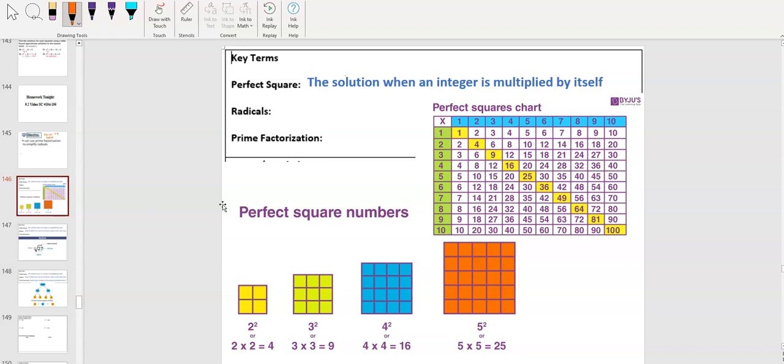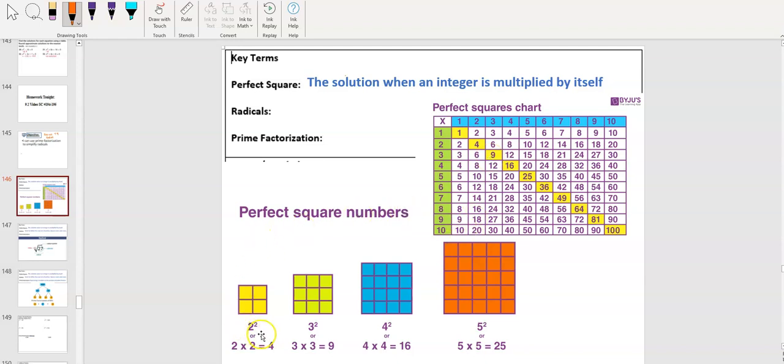A perfect square is a number which is the solution when an integer is multiplied by itself. So here you can see in our chart, all of these are perfect squares down here in a diagonal on our multiplication chart because it's 1 times 1, it's 2 times 2, it's 3 times 3. So when any integer, including negative numbers, is multiplied by itself, we get a perfect square.